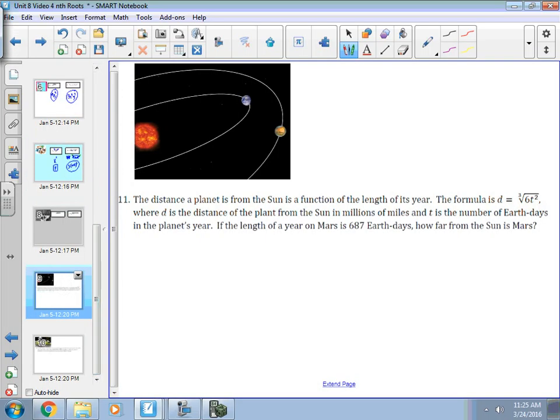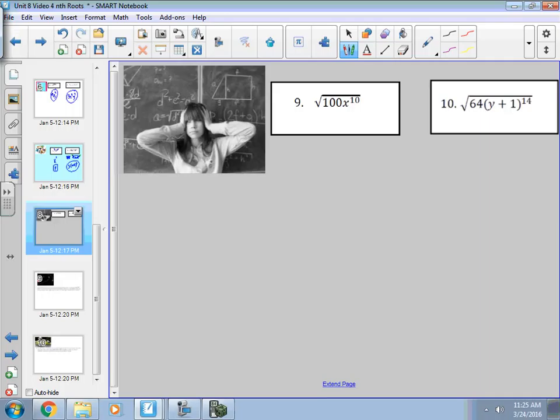All right, let's try a couple more out here. Number 9, square root of 100x to the 10th. Square root, remember, we know how to do square root. Square root of 100, that's 10. That's easy. Remember when you're doing it with exponents, it's like there's a little 2 there. So 10 divided by 2 should be x to the 5th.